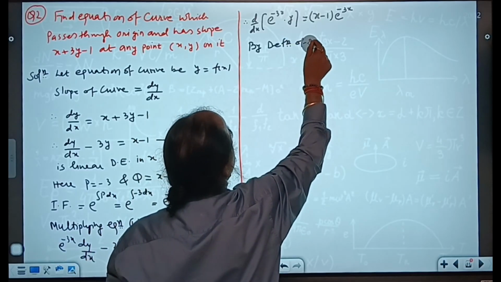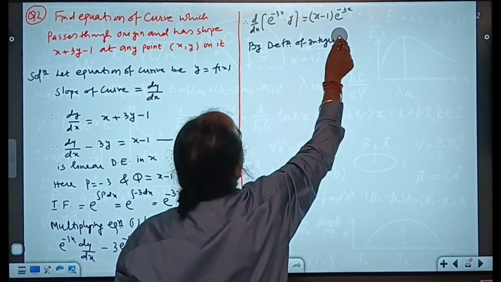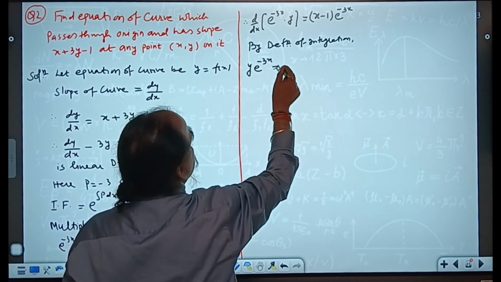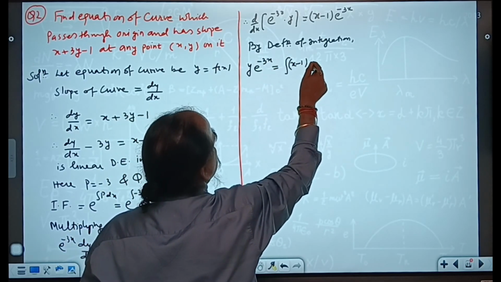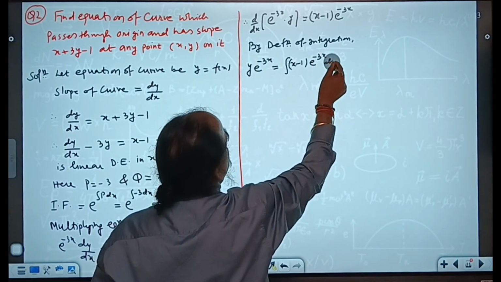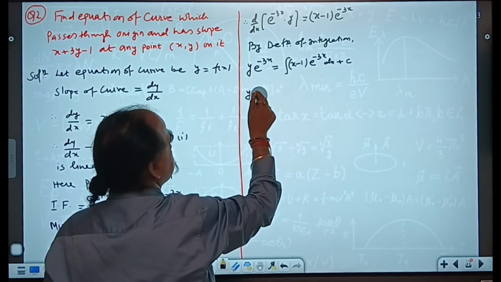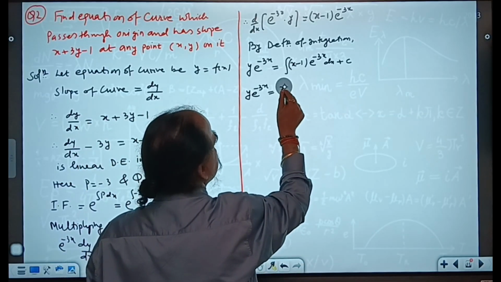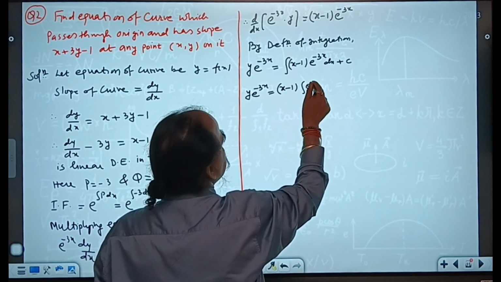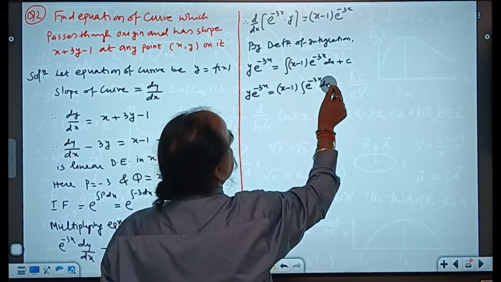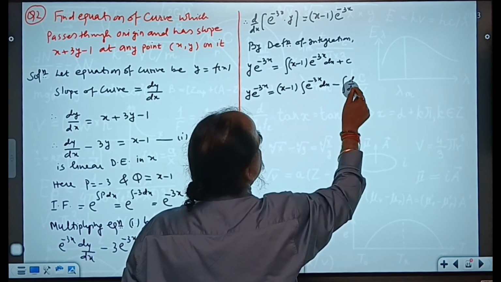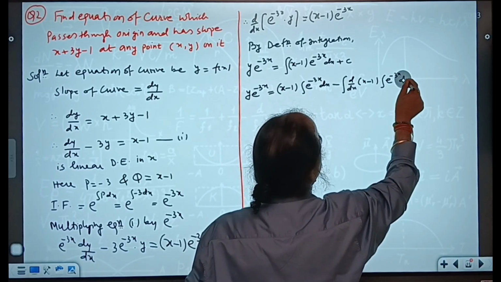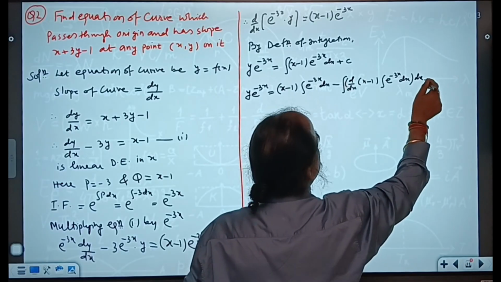By definition of integration, y e raised to minus 3x is equal to integral x minus 1 into e raised to minus 3x dx. Using integration by parts, x minus 1 into integral e raised to minus 3x, minus an integral of the derivative of x minus 1 into integral e raised to minus 3x dx, the whole thing, plus c.